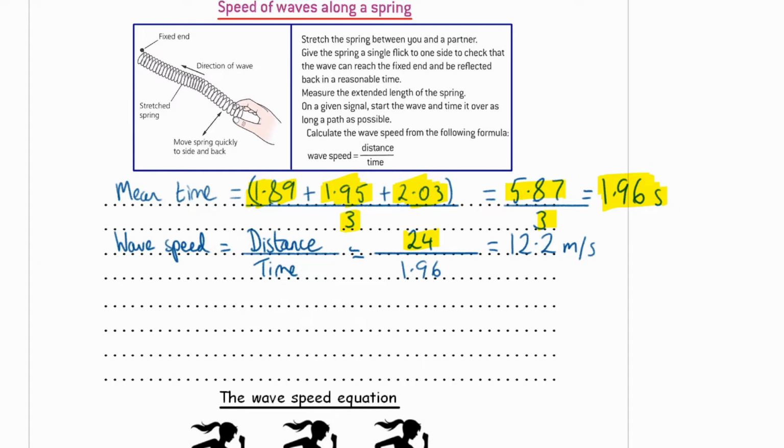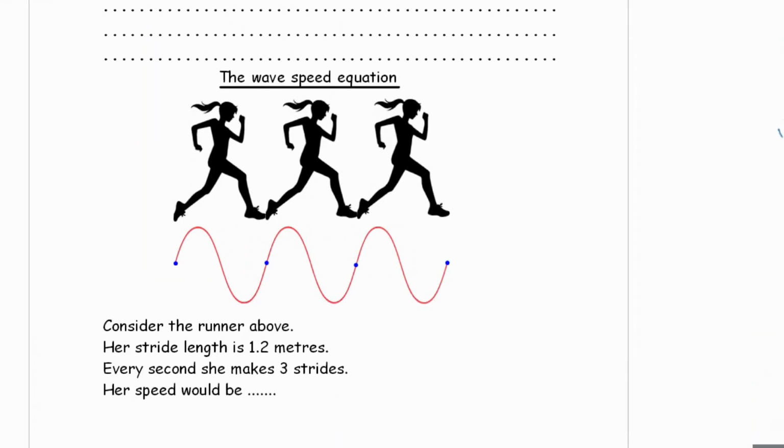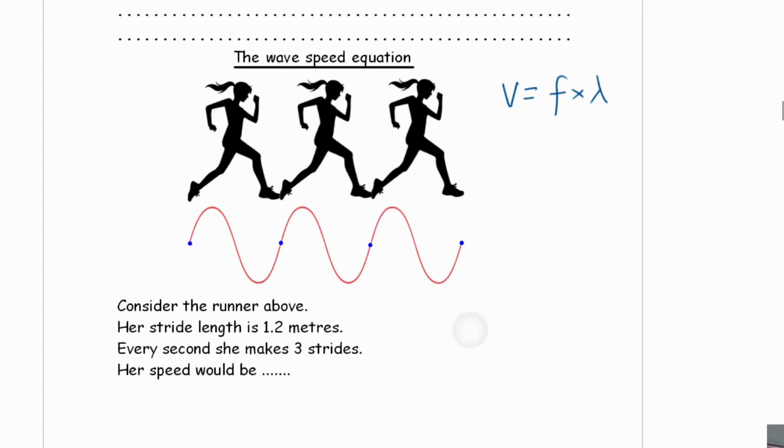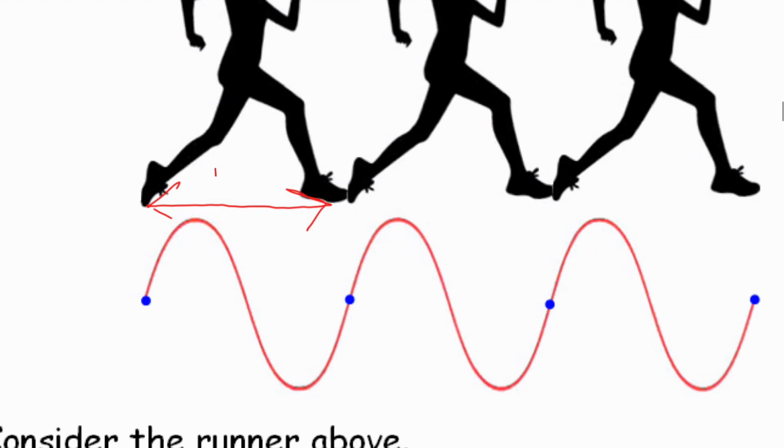There's a second way of calculating wave speed, and that's using what we call the wave speed equation, which is frequency times wavelength. But to try and understand that, let's put it in the context of something we already know. So we have this athlete here, the runner, and her stride length is 1.2 metres. So the stride length means from her back foot to her front foot there, we'll call that 1.2 metres.